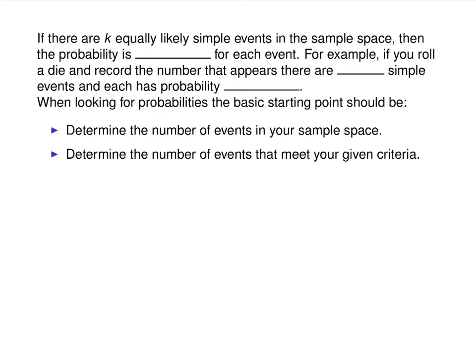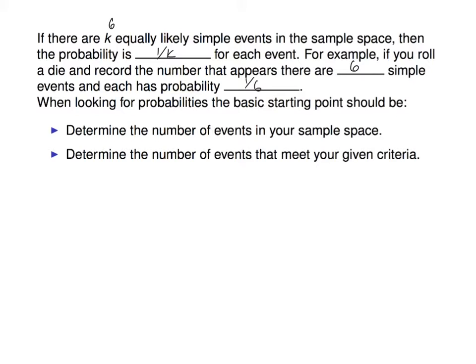So if you have k equally likely simple events, so think about k as being like 6. If you roll a die, what's the chances you're going to get a 1? 1 out of 6, right? If I tossed a 20-sided die, it'd be 1 out of 20. There are various games that have dice with weird shapes and lots of sides, right? So if you have k equally likely events, the probability is 1 over k for each event. So for example, if you roll a die and record the number that appears, there are how many simple events? 6. Does that make sense? And what's the probability for each? 1 over 6.